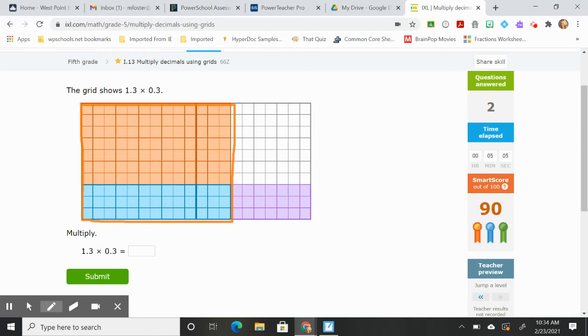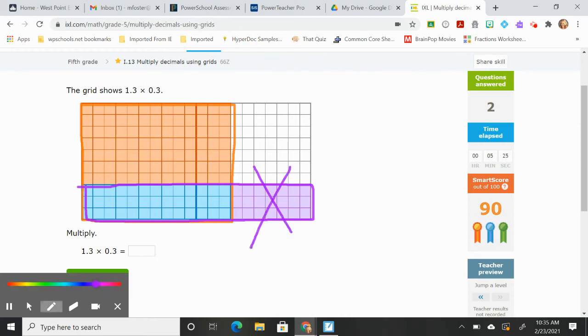So I'm going to go with my purple. They took the purple and they went 1, 2, 3. They're taking 3/10 of that. Now their purple extends all the way out here, but we're not counting this part here. We're just counting the part that overlaps. So this part in blue is your 3/10 of the 1 3/10. This is your part of your parts.